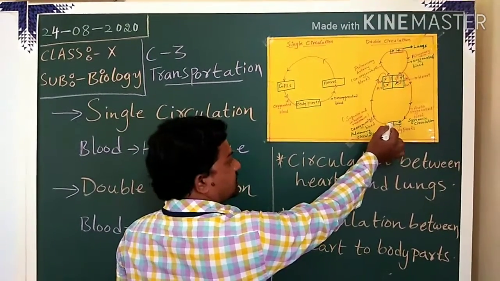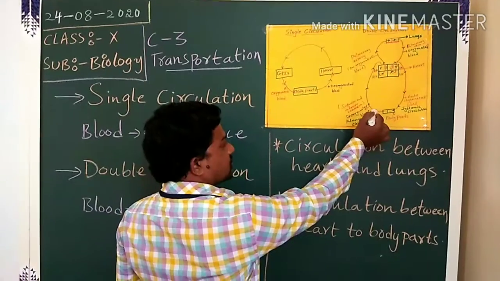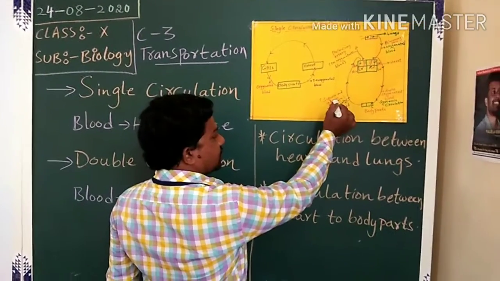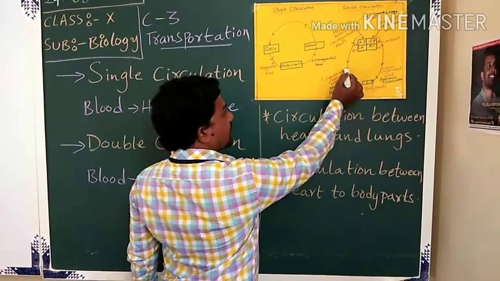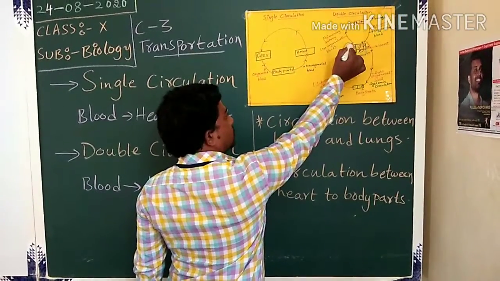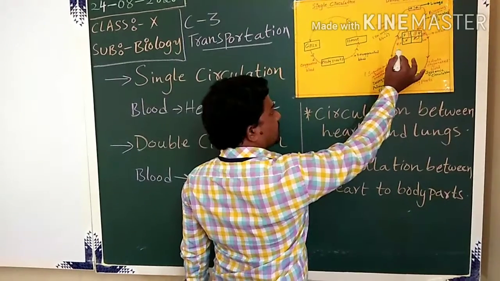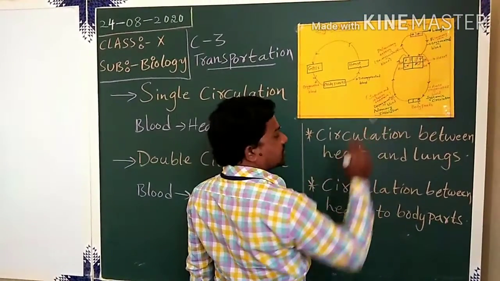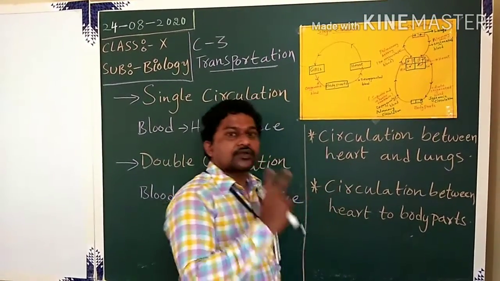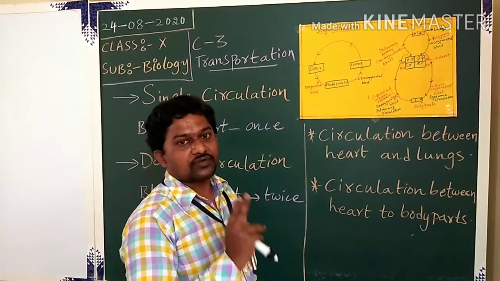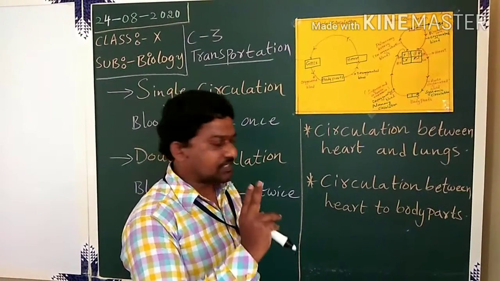So this deoxygenated blood from the body parts is again collected by the superior and inferior vena cava. So like that, the blood again goes to the right auricle. So like that the blood reaches the heart 2 times. That's why we call it double circulation.